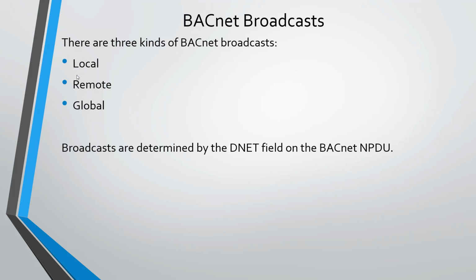Now, as I mentioned, there are local broadcasts. Those are local BACnet network and subnet communication. Then there's remote, where a BVLC forwards a broadcast request to a remote network. And then you have global, where you scan the entire BACnet internetwork. You want to avoid global. In most cases, you want to stick with local and remote. Broadcasts are determined by the destination network field. On your NPDU, your network protocol data unit, you can put a value in the destination network field. The value you put will either direct the broadcast to a specific BACnet network or tell it to be a global broadcast.